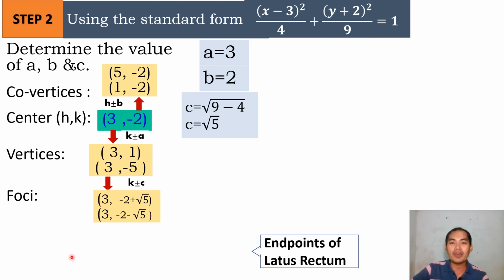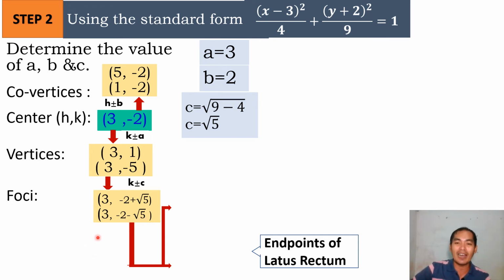Then, for the endpoints of the latus rectum, ang reference natin ay yung focus. Ang kukopyahin dito, yung kabaliktaran ng kinopya ng sa foci. So, meaning itong negative 2 plus the square root of 5 and negative 2 minus the square root of 5, yan ang kukopyahin natin. So, dalawang negative 2 plus the square root of 5 and 2 also negative 2 minus the square root of 5.